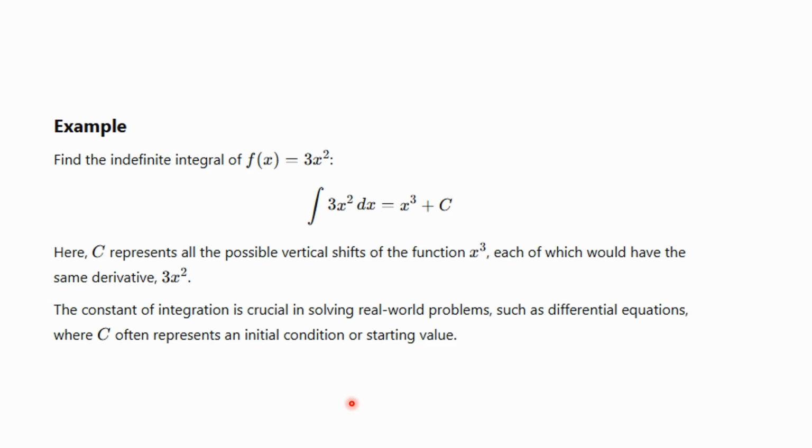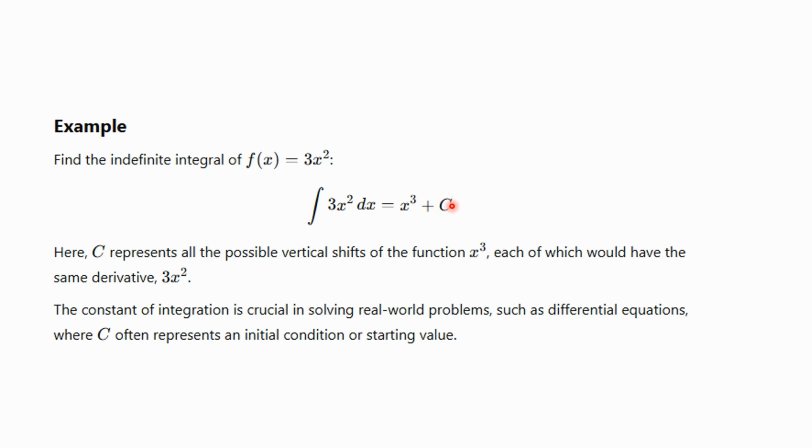And here's an example where you want to find the indefinite integral of f of x equals 3x squared. If we do the integration here, 3x squared, you raise x to the cube, and then that's over 3. It doesn't show that here, so 3 divided by 3 is 1. So 3x squared dx integrates out to x cubed, but then you add the c on there, as we talked about before. We need to add that constant.